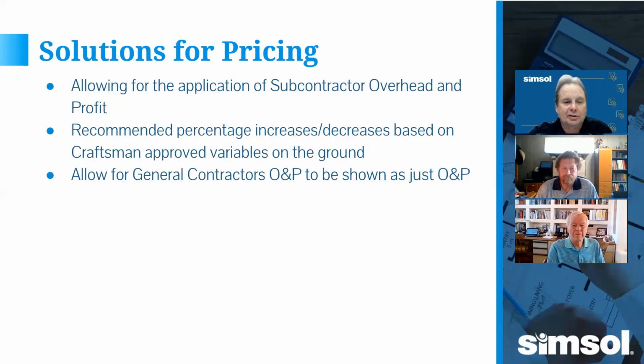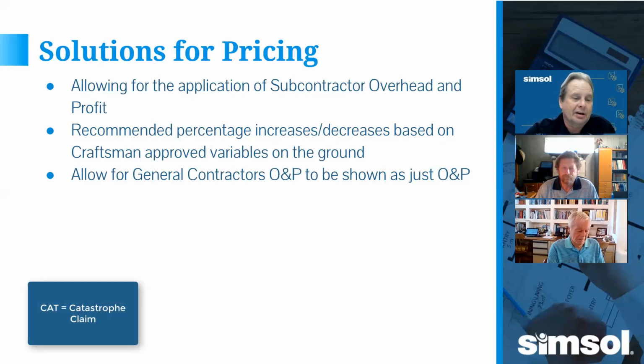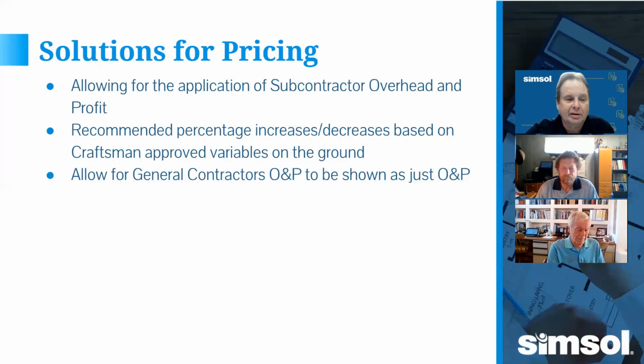We have small percentage increases and decreases based on all the variables on the ground. I think there were approximately 9 of them, and that goes anywhere from what temperature you're working at all the way to whether you're working on a cat. So as far as we go there, they'll be put in. And also, we decided to take our OH&P, and instead of calling it general contractors overhead and profit, it's just overhead and profit. That way, whether it's for the general contractor or for the homeowner, it can be used either way and allow the adjuster to do that.